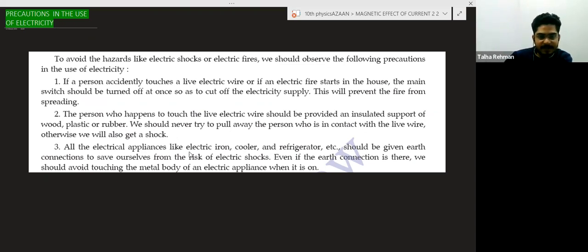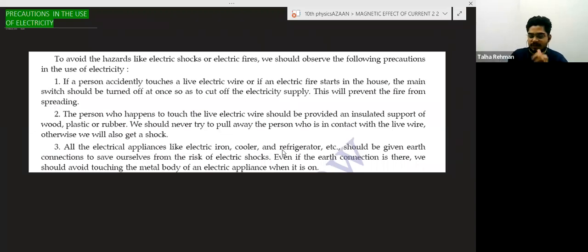All electrical appliances like electric iron, cooler, refrigerator should have an earth connection to save ourselves from the risk of electric shock. Even if the earth connection is there, we should avoid touching the metal body of the electric appliances when it is on. Sometimes we get an electric shock from appliances like iron, cooler and refrigerator, and the reason is that those devices are not earthed.